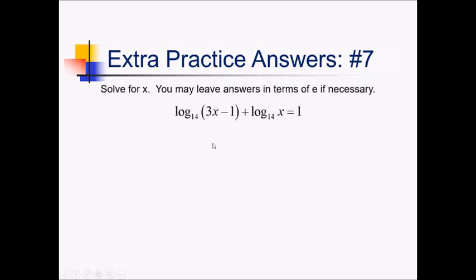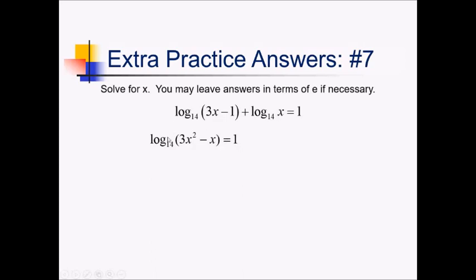To solve this problem, it would help if I had only a single log on each side at most. So on the left side, I can merge these logs together by multiplying the 3x minus 1 and the x together inside one big logarithm. So I can write this as log base 14 of 3x squared minus x. All of that equals 1.